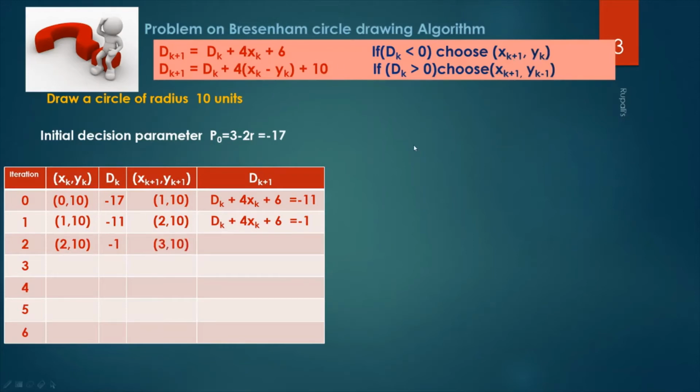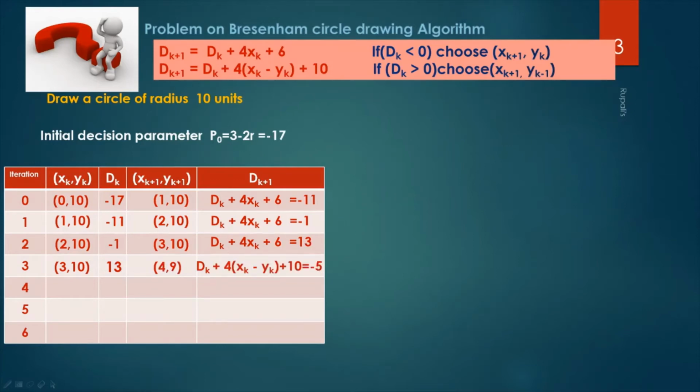So it is (3, 10). Negative, so first case. With the first formula we get 13. Now (3, 10), the decision parameter is 13. Which case? It is greater than 0, second case. So (xk plus 1, yk minus 1), so x becomes 4 and 10 becomes 9. So it is (4, 9). And what is the next decision parameter? It is positive, positive means second case. Calculate, so we get minus 5.